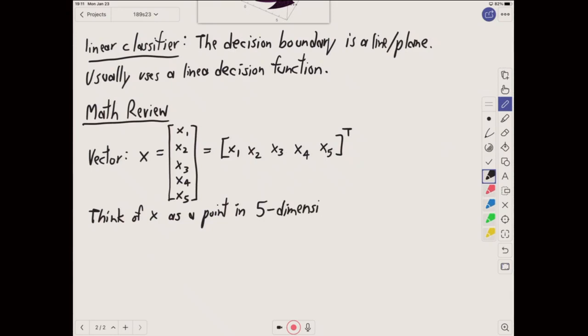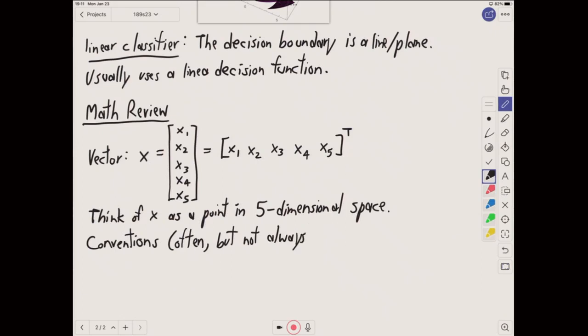Again, I know 5-dimensional space is hard to think about, but a lot of the intuition you know from 3-dimensional spaces will transfer pretty easily. Now, in the hopes of helping you through the thicket of notation that comes along with machine learning, I have at least structured my lecture notes so that I try to follow certain conventions most of the time.